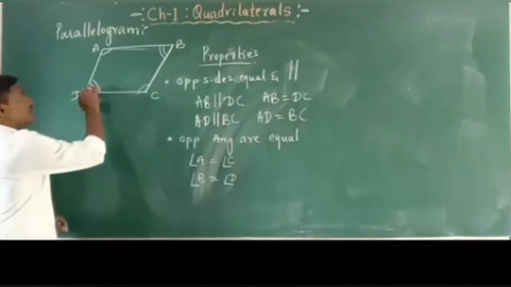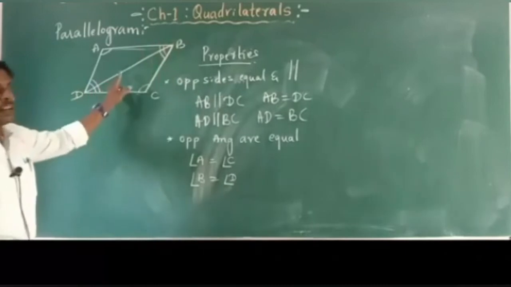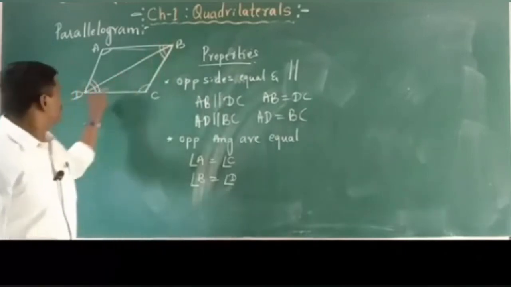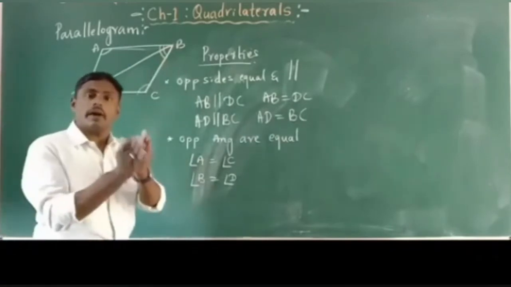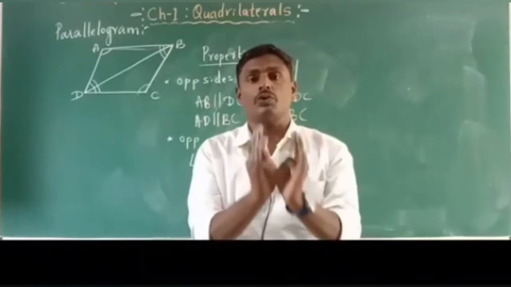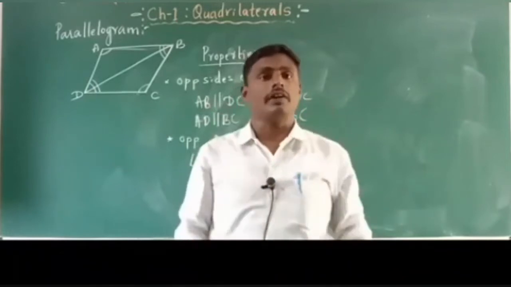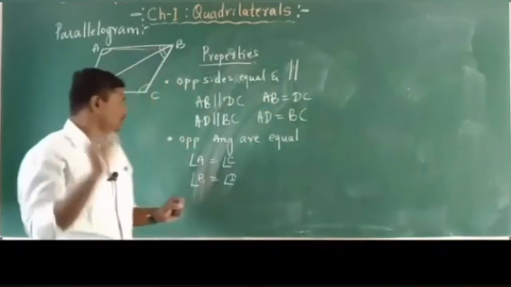We already discussed in the previous class. When I draw the diagonal in the parallelogram, here BC is the diagonal, it divides the parallelogram into two equal triangles, and the two triangles are congruent. Congruent means they have equal size and equal shape.